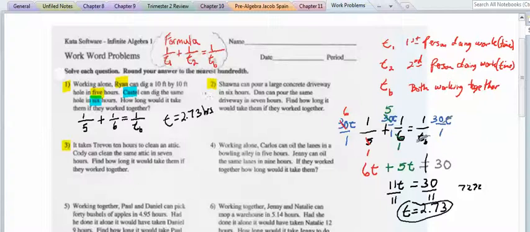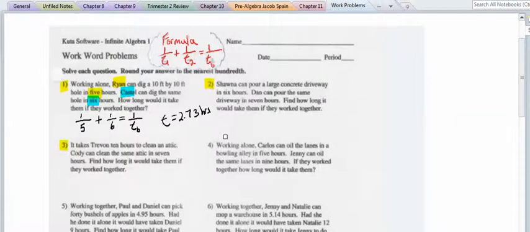Alright, number 2. Let me pause, I'm going to erase, and then we'll do number 2. Okay, number 2. It says Shauna, I think is her name, can pour a large concrete driveway in 6 hours. Dan can pour the same driveway in 7 hours. How long would it take them if they worked together?